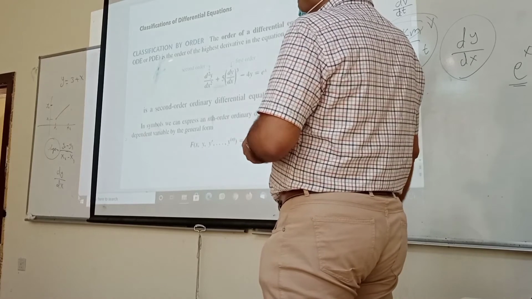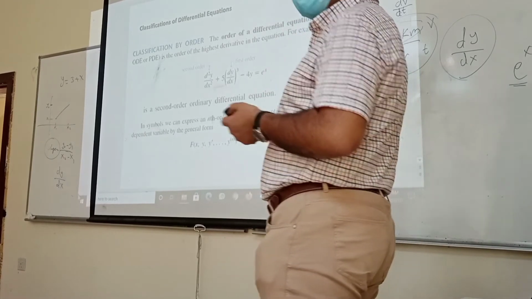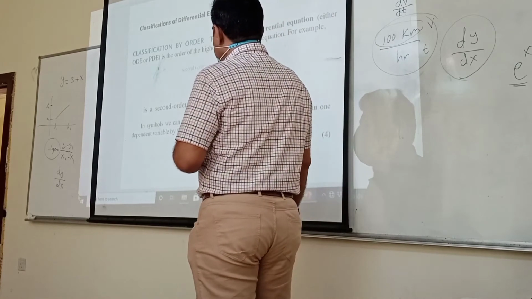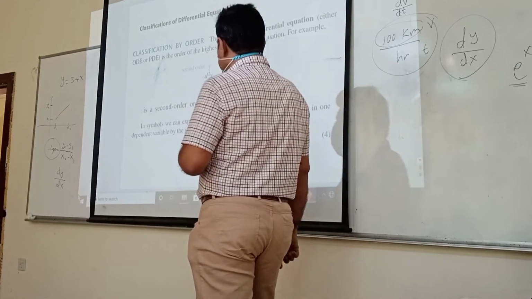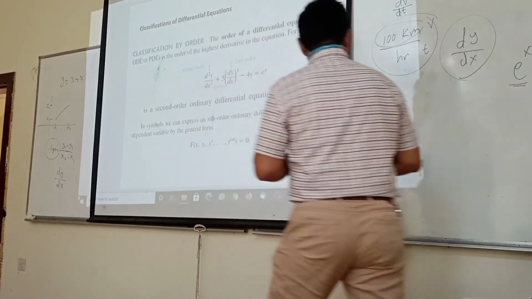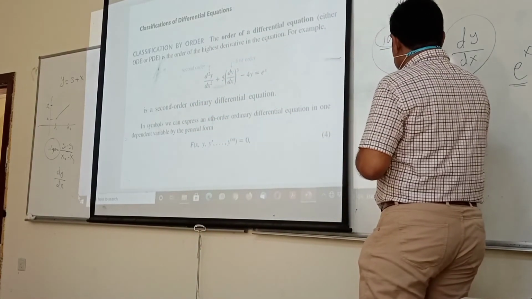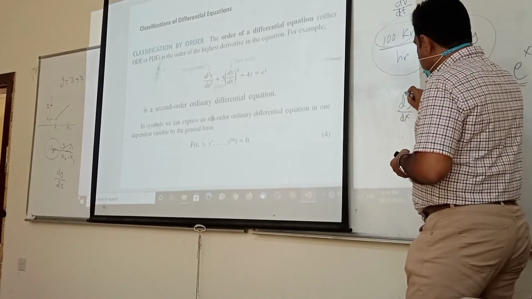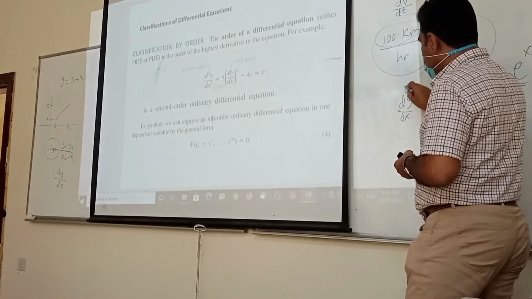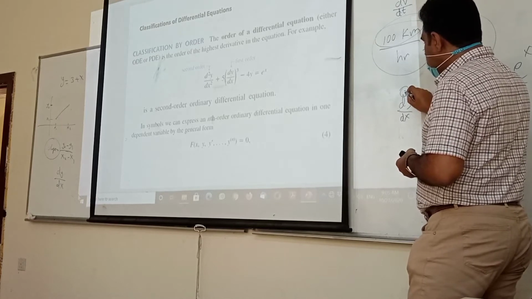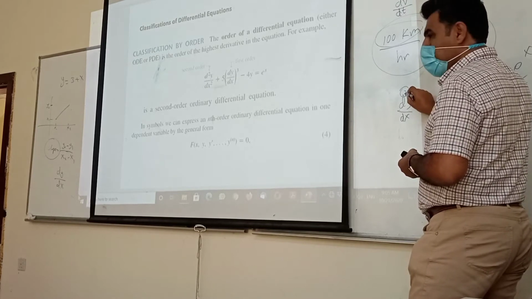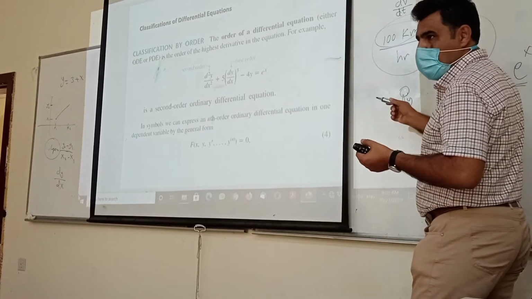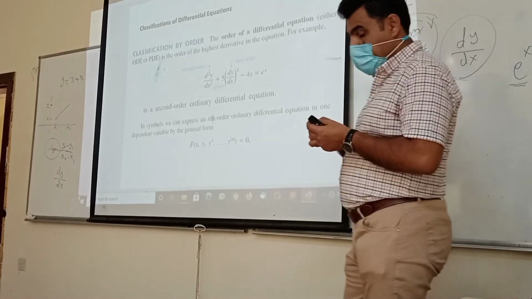So in this case, classification by order. One of the classification is the classification by order. How do you know the order of the derivative? Now we know that when we say dy over dx is one of the derivatives. If this was 2, then this is the second order. If it's 3, third order. If it's only 1, which is not written usually, this is the first order.